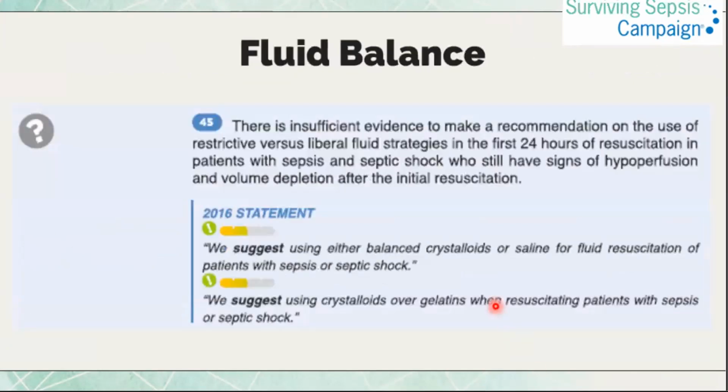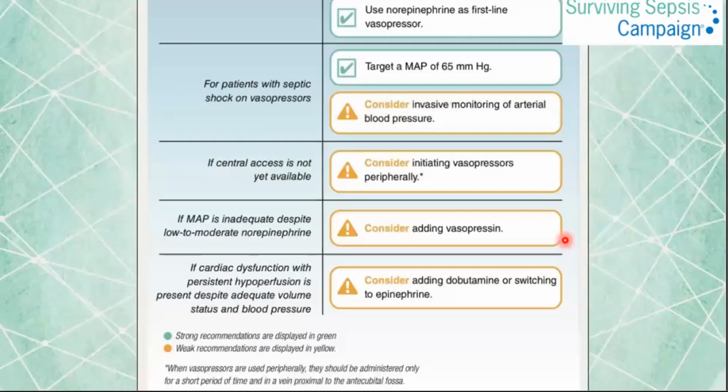There is insufficient evidence to make a recommendation on the use of restrictive versus liberal fluid strategies in the first 24 hours of resuscitation in patients with sepsis and septic shock who still have signs of hypoperfusion and volume depletion after the initial resuscitation. So this is just a summary of what I have just mentioned.